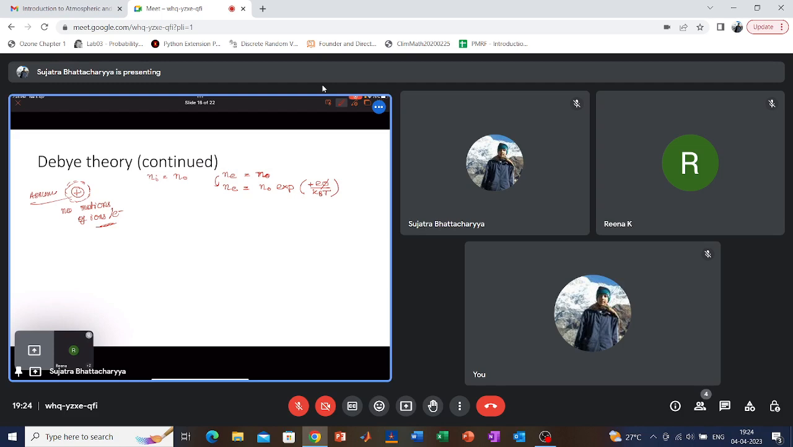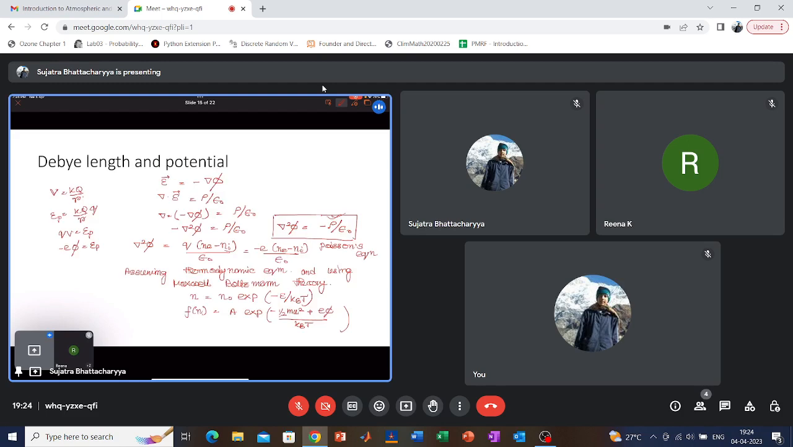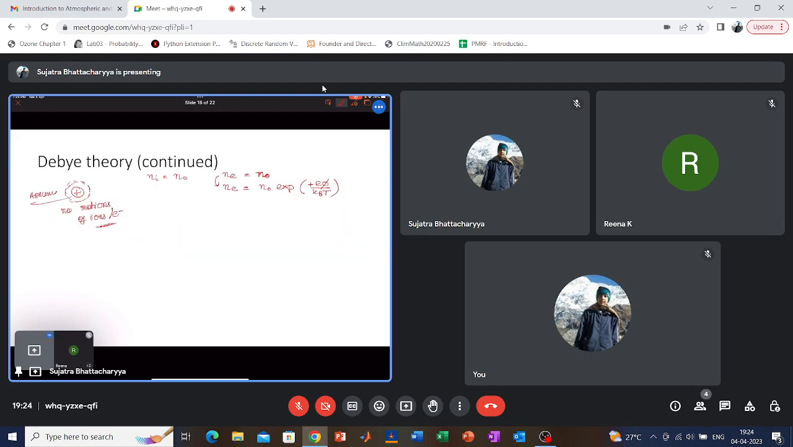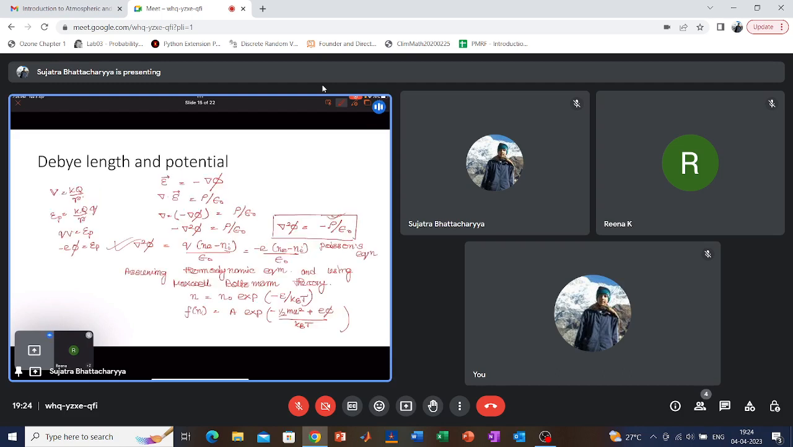Fine. Now, I get back to this expression and write, so grad square phi is nothing but minus E by epsilon naught, and there is Ne minus Ni. See, already I have seen that there is a minus E which is there.